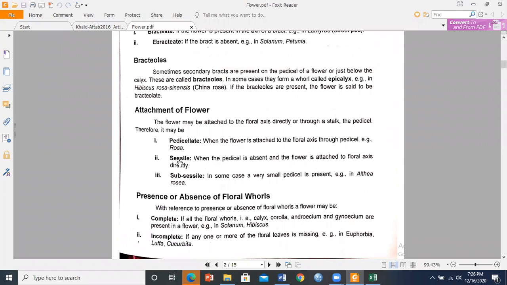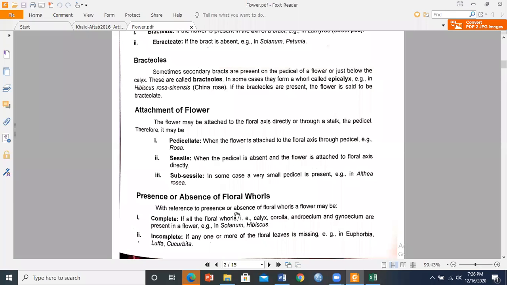If the stalk is absent, then the flower is directly attached to the floral axis. The term used for this condition is sessile. In some cases, a very small pedicel is present, for example, in Althaea rosea, and the term is subsessile. I am repeating it again. If the stalk is present, the flower is called pedicellate. If the stalk is absent, the flower is called sessile. If a small pedicel or stalk is present, it is called subsessile.